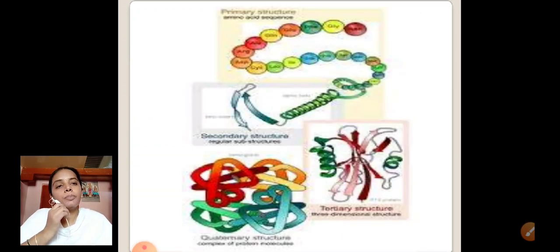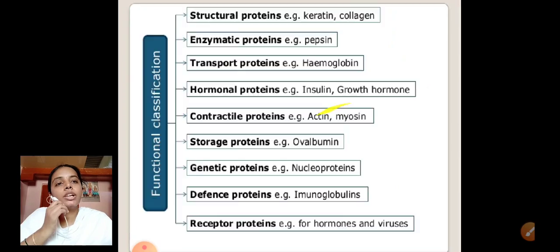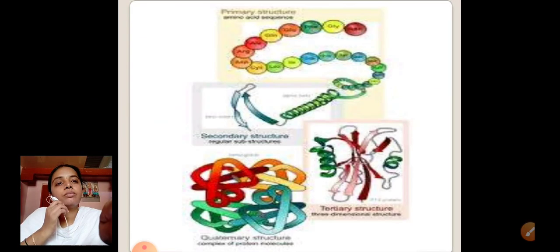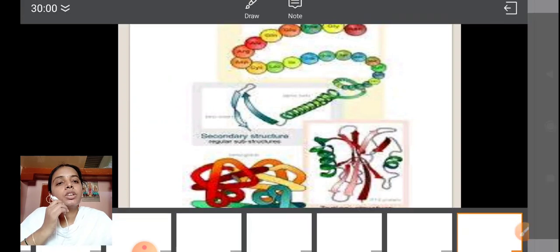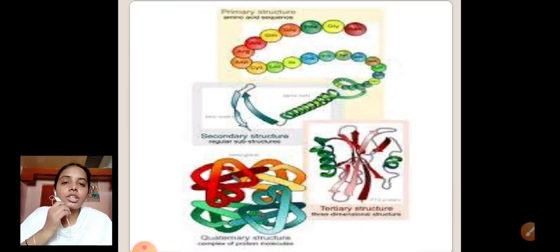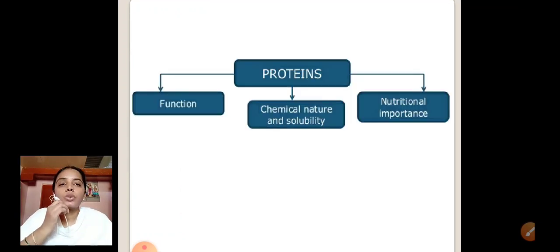So here is a 3-dimensional picture of the structure of protein. In the primary structure, the amino acids are linearly arranged. In secondary structure, they are spirally coiled together. In tertiary structure, it is spirally coiled into a hollow woolen ball like structure. In quaternary structure, it is formed by more than 2 polypeptide chains. For proteins, the functional property, chemical nature and nutritional importance can be studied further.